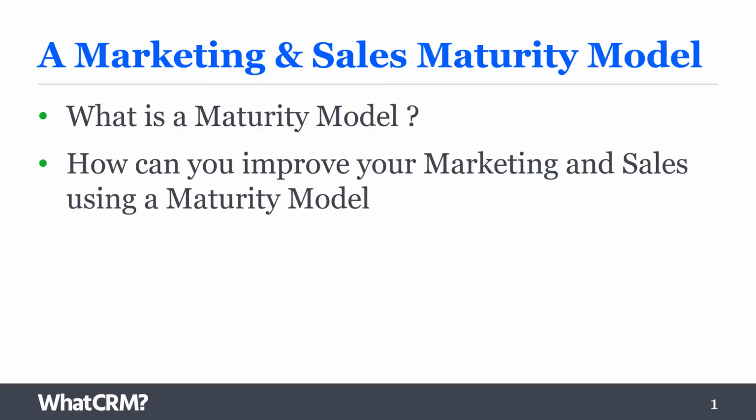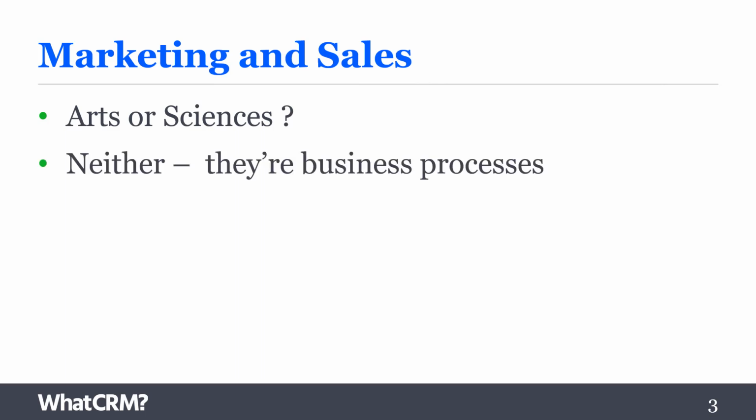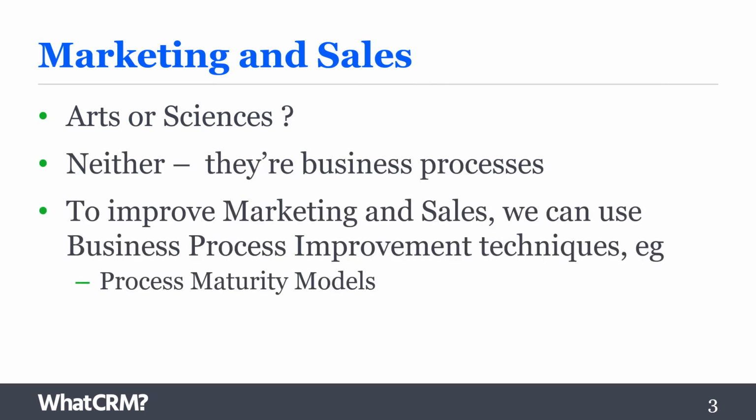I would like to answer the two questions. What's a maturity model and how can you improve your marketing and sales with it? Are marketing and sales arts or sciences? Well, we think they're neither. They're business processes, and that means that we can use process improvement techniques like process maturity models to make your sales better and your marketing too.